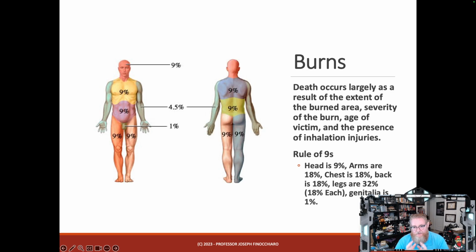So when looking at the body at 100%, the head is 9%, arms are 18%, chest is 18%, back is 18%, legs are 32%, so 18% for each leg, and genitalia is 1%. You may be asked to determine what percentage of a body has been burned, and you will need to apply the rules of 9. Head is 9, arms and legs are 18 each, the chest is 18 on the front, the back is 18 on the back, and genitalia is 1%.